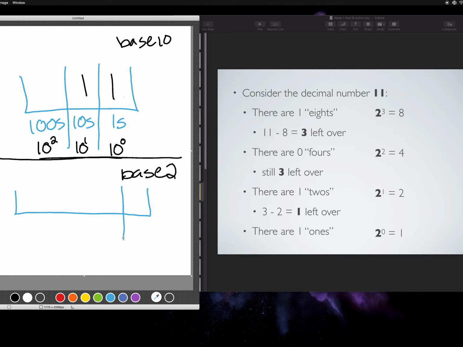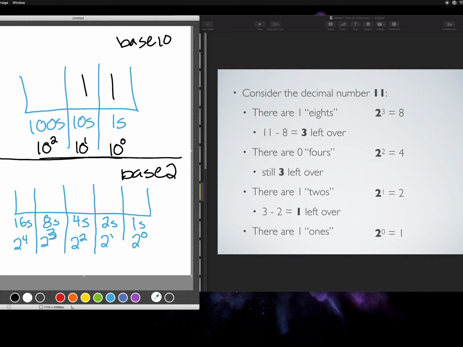So this first place here is going to be 2 to the 0, which is the 1s. This place right here is going to be 2 to the 1, which is the 2s. Here we'll have 2 squared, which is the 4s. Here we'll have 2 cubed, which is the 8s. And here we'll have 2 to the 4th, which is the 16s. Alright, so these numbers 1, 2, 4, 8, 16, these are powers of 2, just like how in base 10, these places, the 1s, the 10s, the 100s, those are all powers of 10.